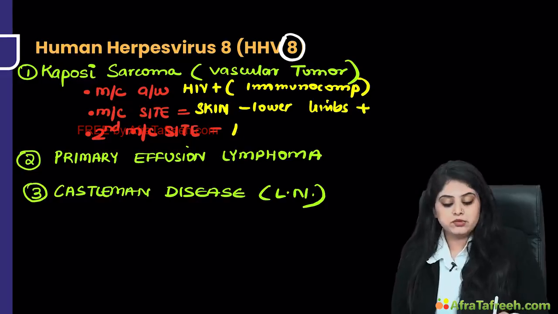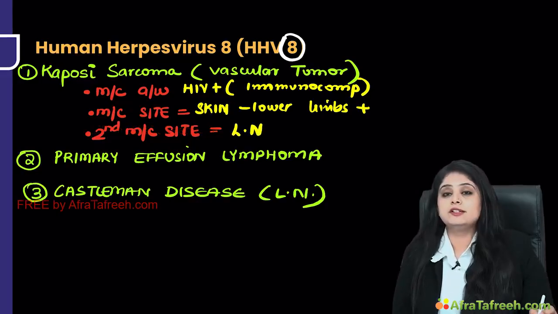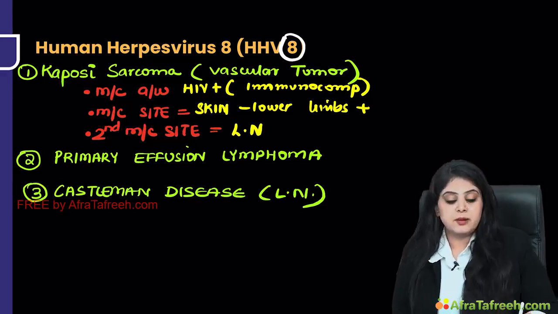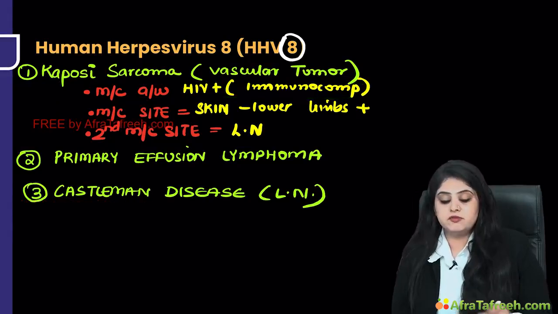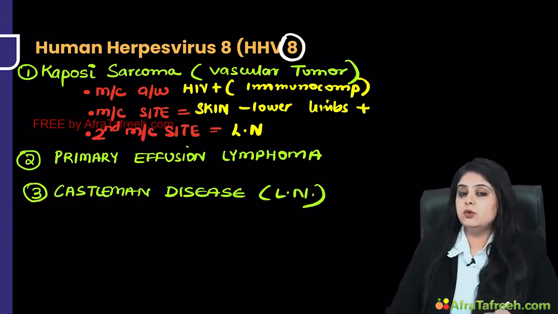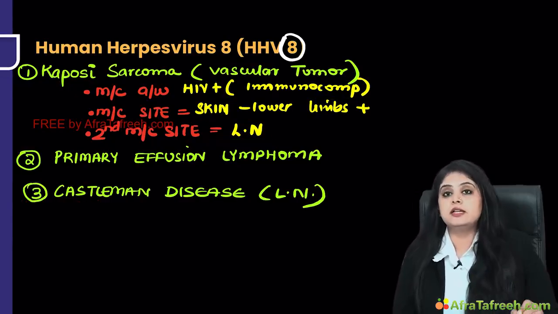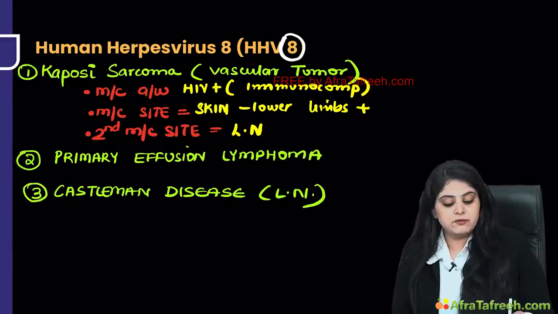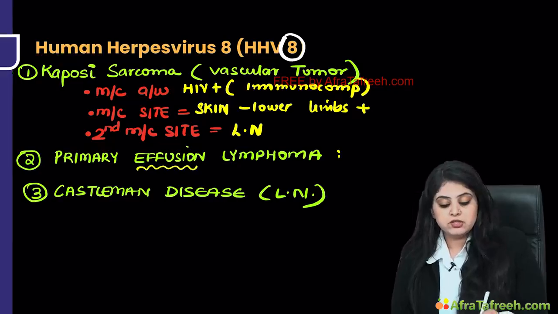What is the second most common site? The second most common site is going to be the lymph node. So these three questions are evergreen questions. Kaposi's sarcoma, which is a vascular tumor, is going to occur in HIV positive patients, most commonly in the skin of the lower limb, and other than that in the lymph node. Other than that, what else does it cause? Primary effusion lymphoma, effusions. Patient is going to have pleural effusion, pericardial effusion, peritoneal effusion.